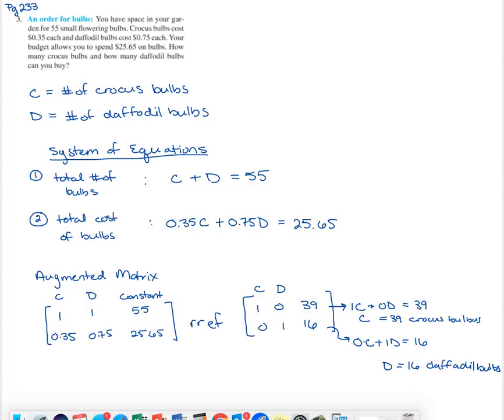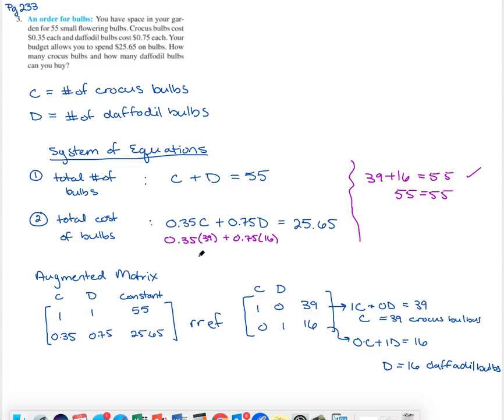And you can also check your answer. If we go back to our equation here, let's double check: does 39 plus 16 equal 55? That does check out, 55 equals 55. All right, so that works out. Now let's check our second equation. Let's substitute in 39 for C, and substitute in 16 for D.